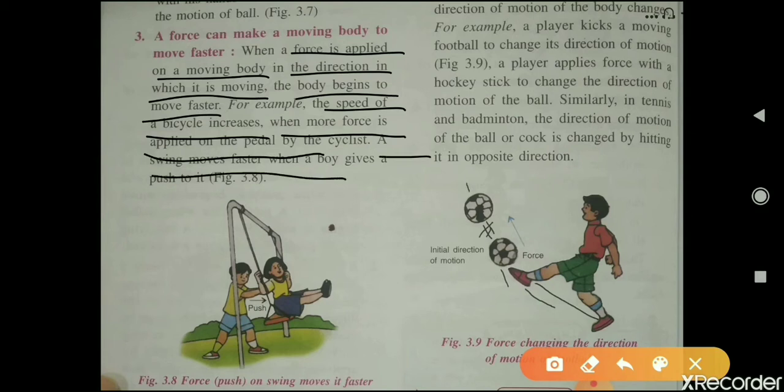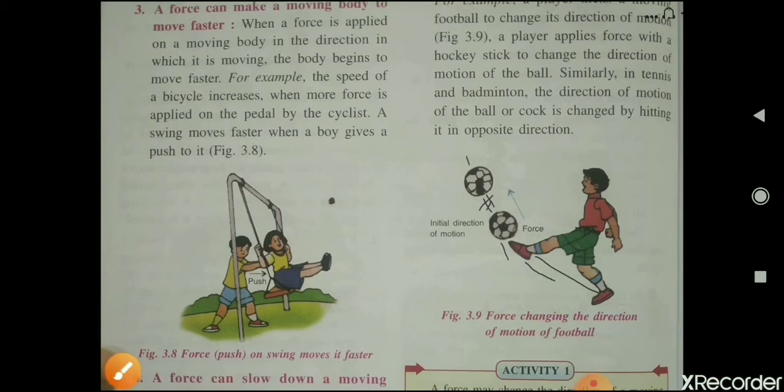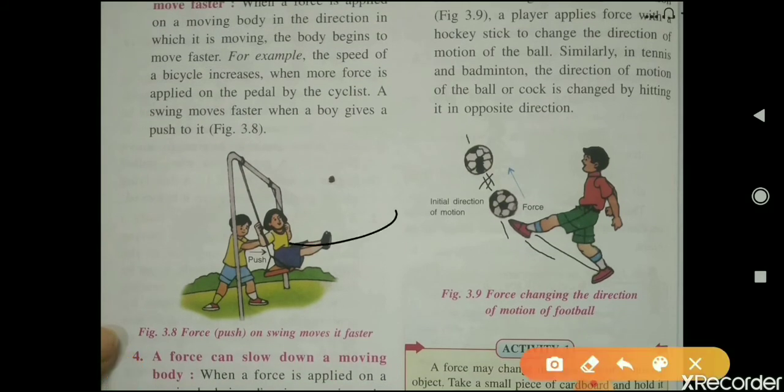A swing moves faster when a boy gives a push to it in the same direction in which it is already moving. You can see here this swing is moving in this direction. If the boy from behind applies a force in the same direction in which the swing is moving, the swing will move faster.